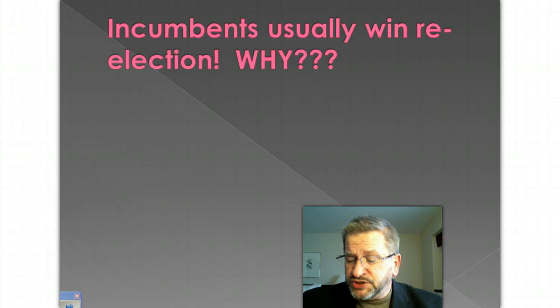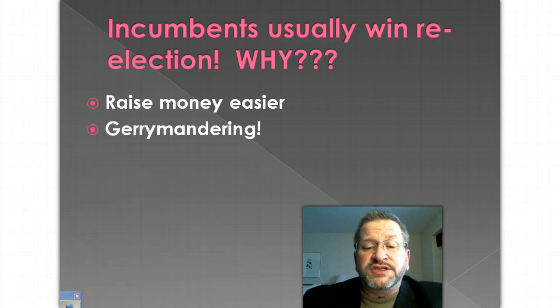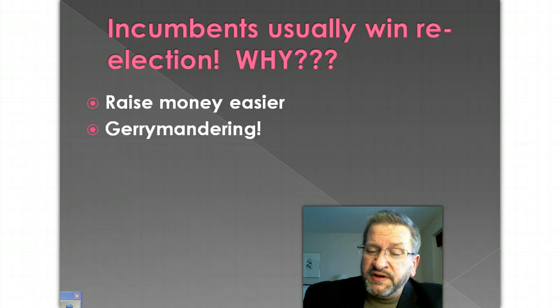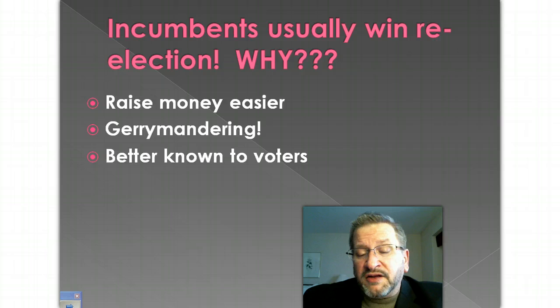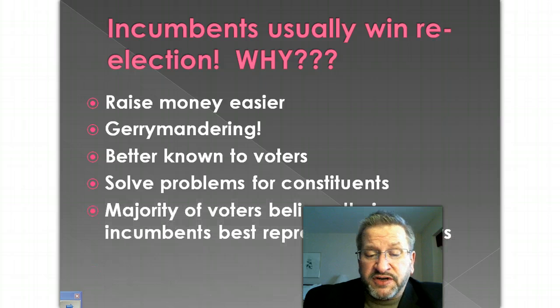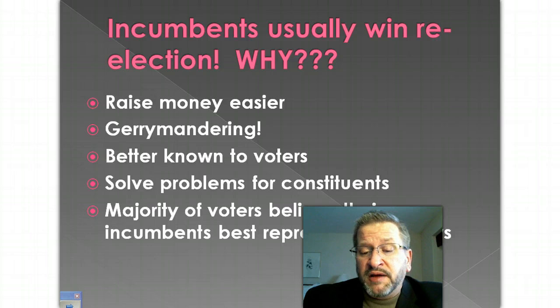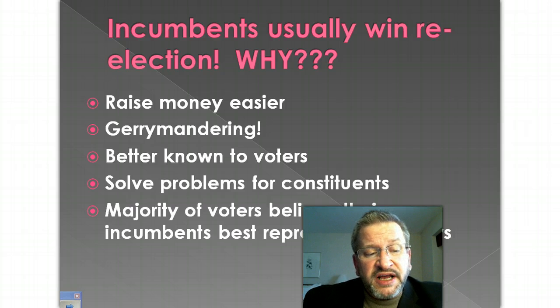Now, why do incumbents usually win re-election? Well, because they're known, and because incumbents usually win, they can get money easier. And we know, even though it's illegal, district borders can be moved, and it's hard to prove. It might help them when they come to re-election how the districts are organized. And of course, since they've been in office for a while, they're better known to voters, and they have solved problems for their constituents. So because they've solved problems for their constituents, most voters believe that their incumbents best represent their views. Now, incumbency is more of an advantage for members of the House than it is for the Senate.